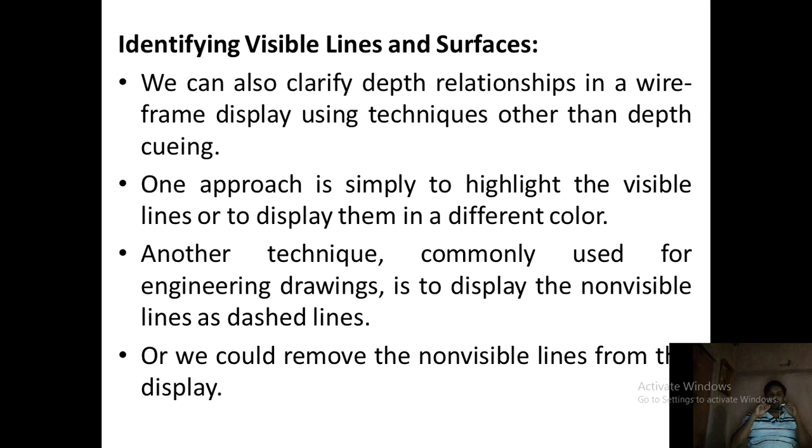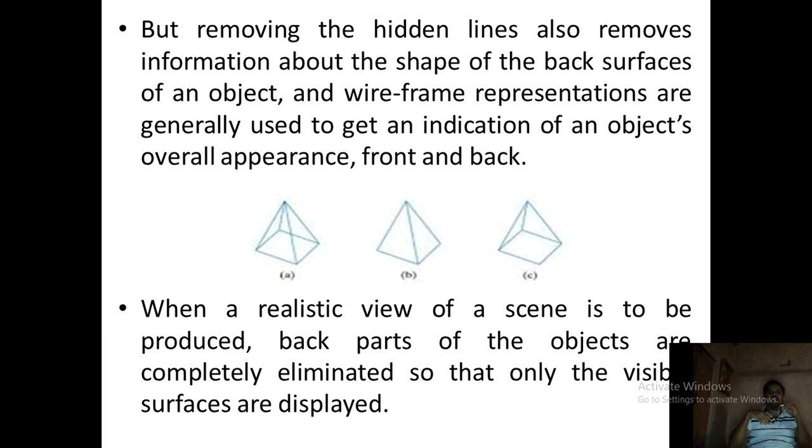Or we could remove the non-visible lines from the display. But if you remove the non-visible lines, it is very difficult to identify whether the object has other faces or not. You will lose some information. That's why normally we will not remove the non-visible lines from the display. If you want, you can remove them, but then it is very difficult to tell whether it has other faces or not. That's why we will not remove them in OpenGL. You can see this one.